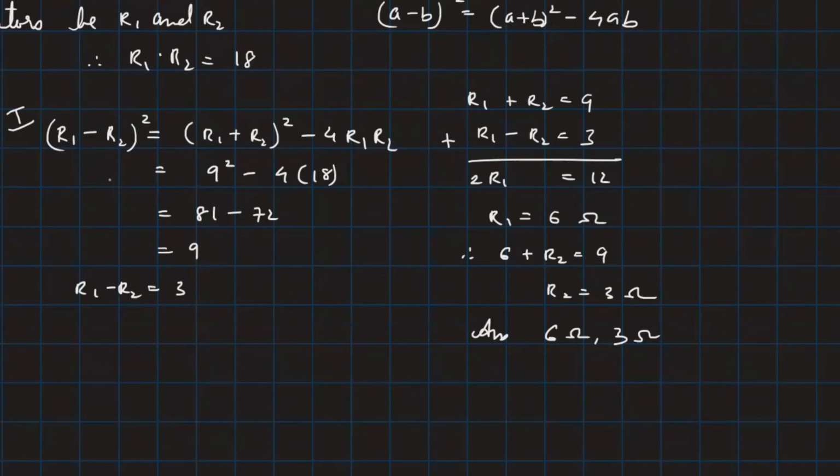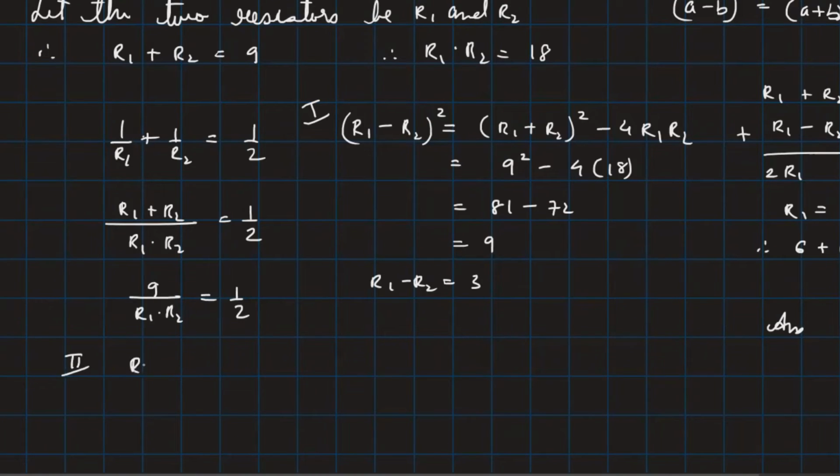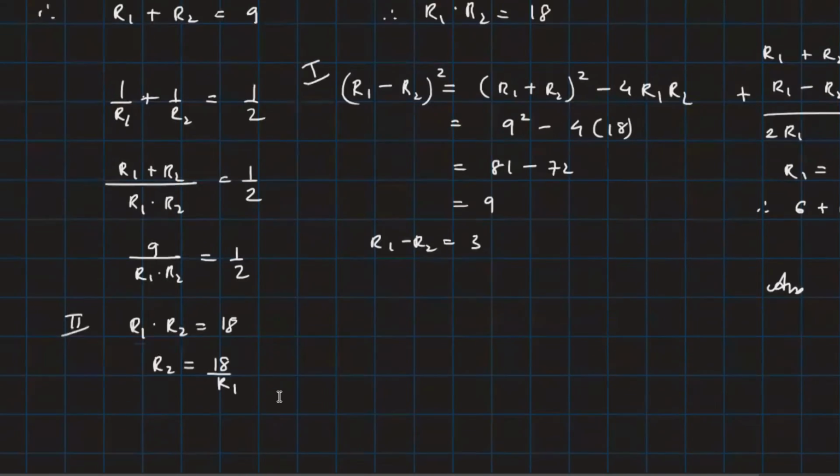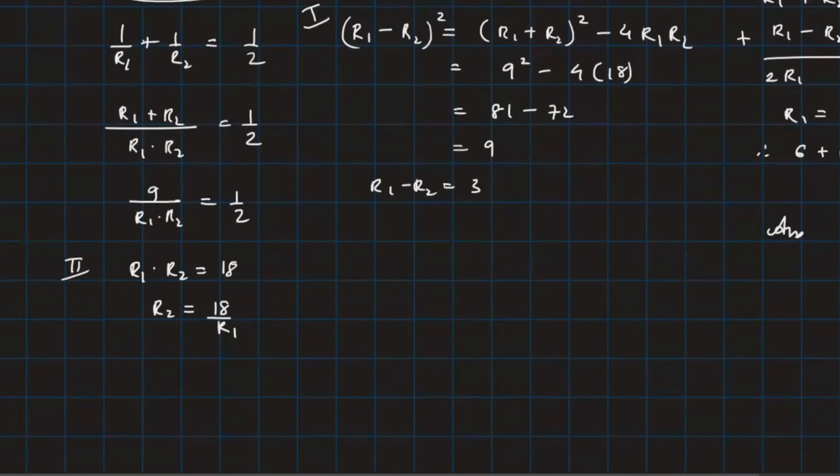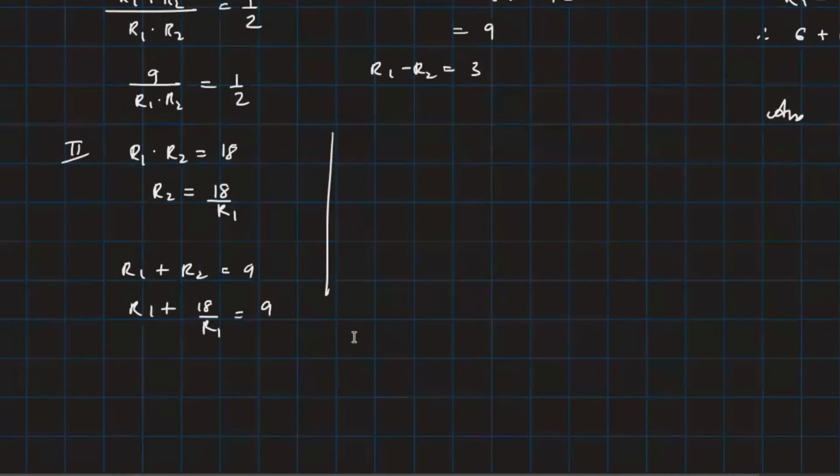The other way is you have R1 times R2 as 18. So we can write R2 as 18 upon R1. And therefore, the other equation is this. We have R1 plus R2 as 9, so R1 plus 18 upon R1 is equal to 9. So on solving this, what do we get? The LCM will give you R1 squared plus 18, the whole upon R1, is 9.